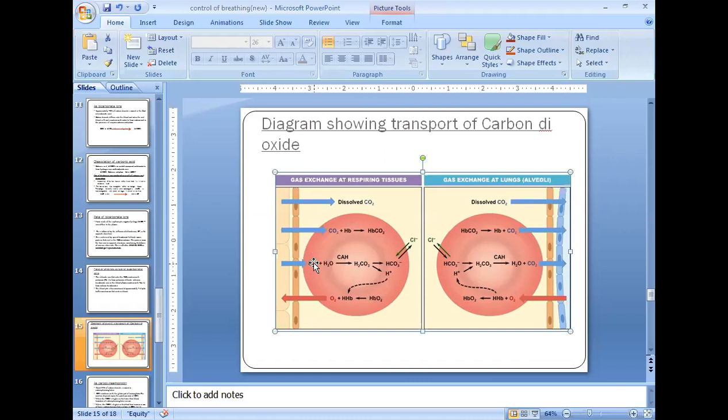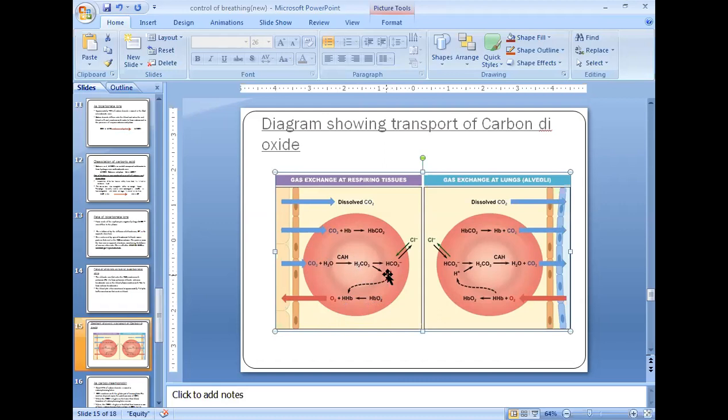This carbon dioxide inside the red blood cells combines with water in the presence of carbonic anhydrase enzyme, and it gets changed into what? Into carbonic acid. Carbonic acid will dissociate into hydrogen and bicarbonate ions. These hydrogen ions will combine with oxyhemoglobin to form what? To form hemoglobinic acid, and oxygen will dissociate, and this oxygen will enter into the tissue.